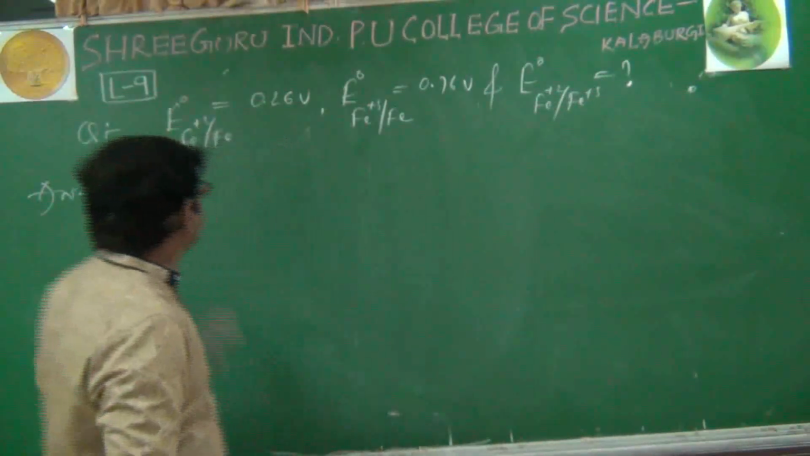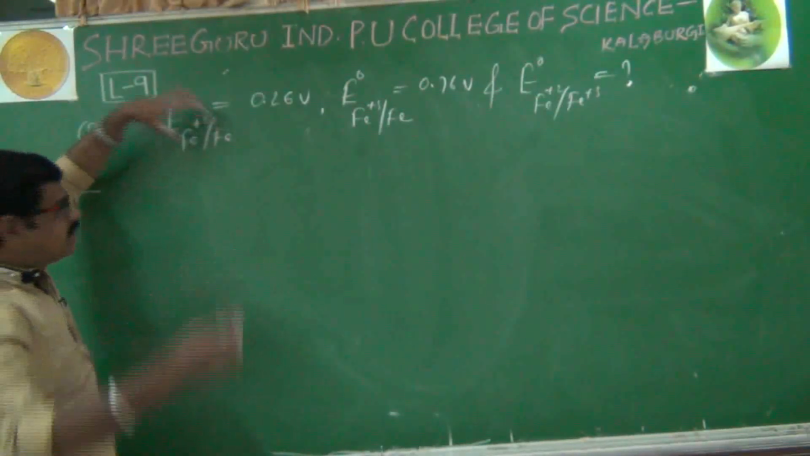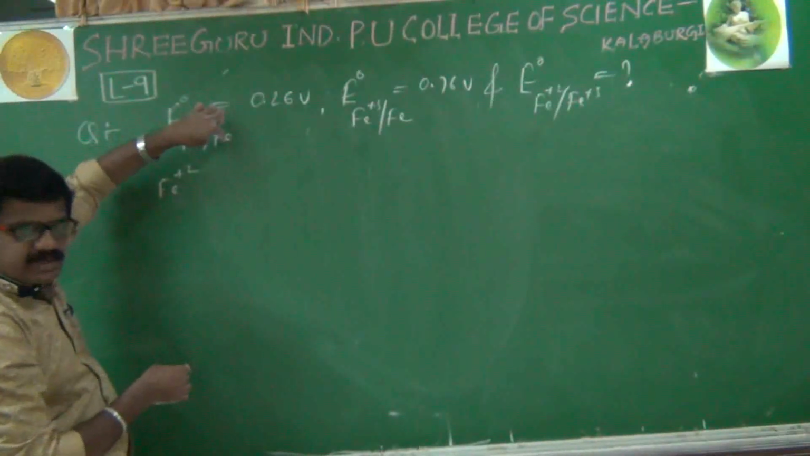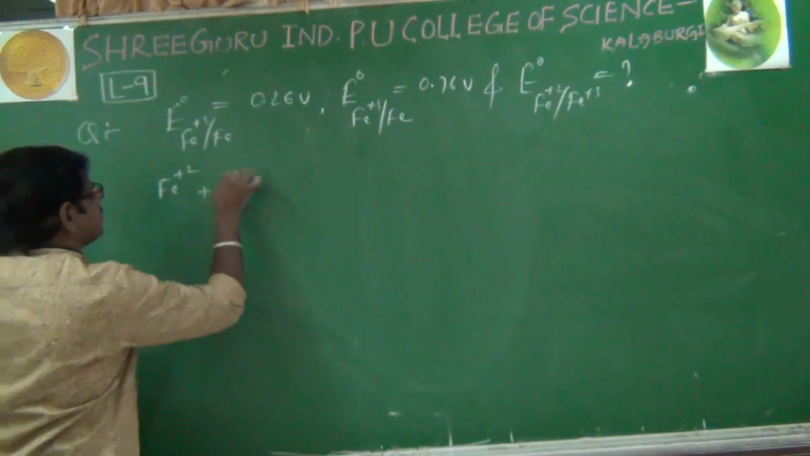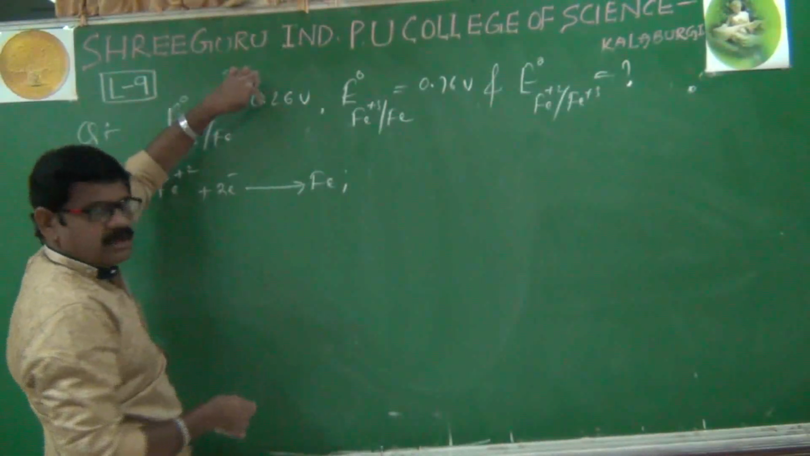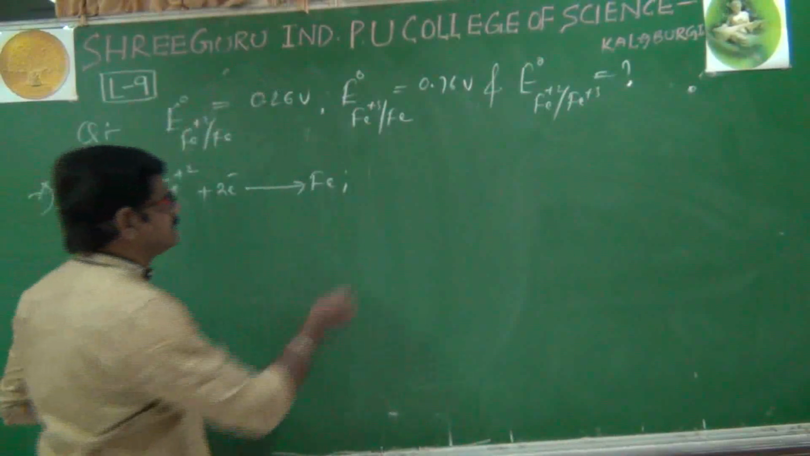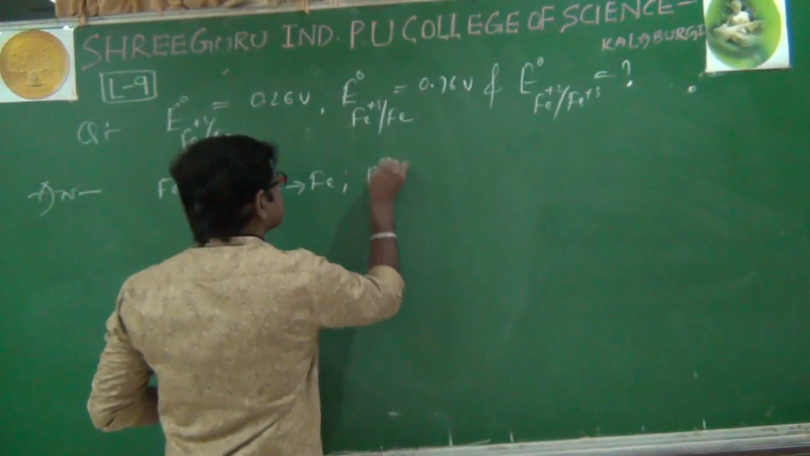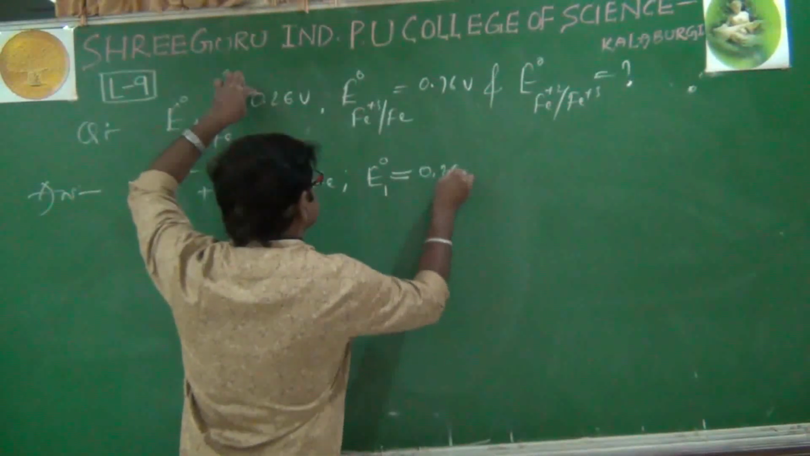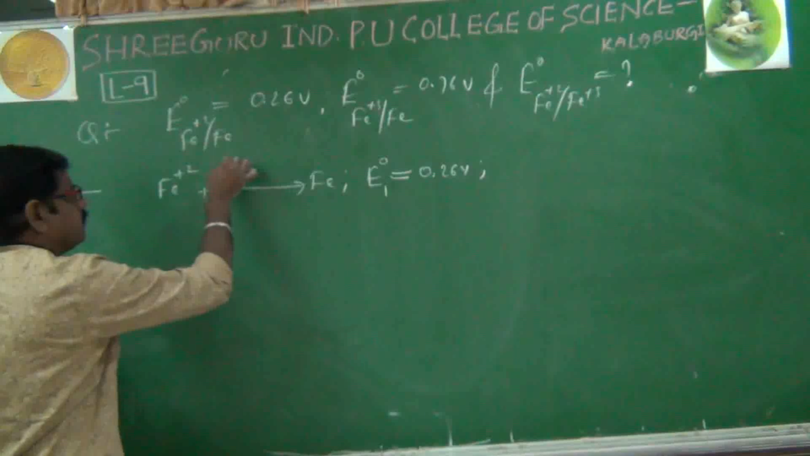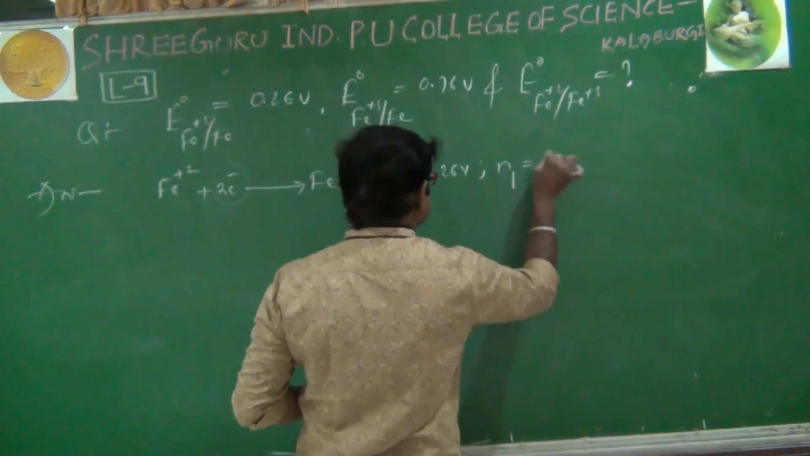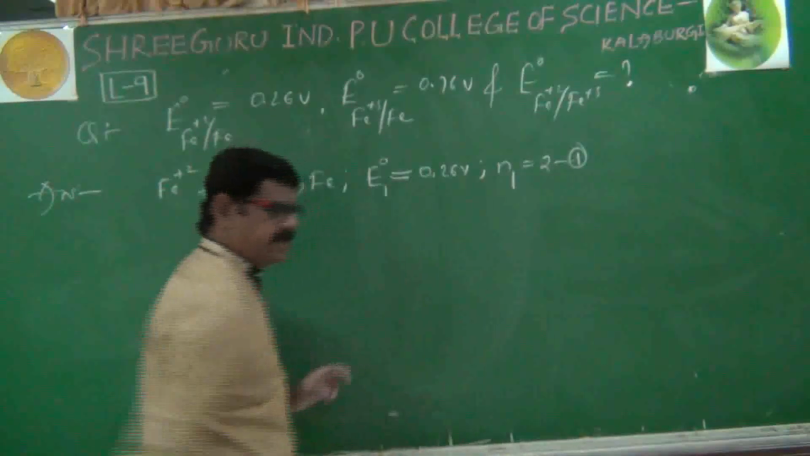Very simple. First we'll write its related reaction. See here, how is Fe plus 2 converted to Fe? By gaining 2 electrons, it is converted to Fe, and whatever value has been given, I will write here as E0 1 equals 0.26 volts. Here 2 moles of electrons are involved, so n1 equals 2. Let this be equation 1.